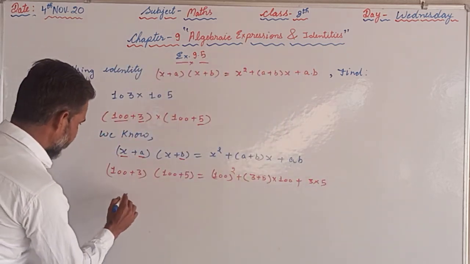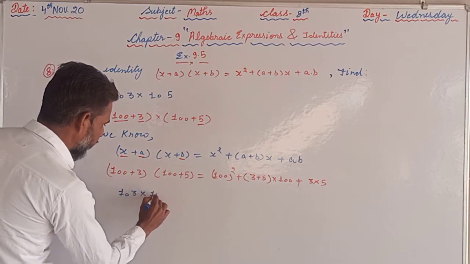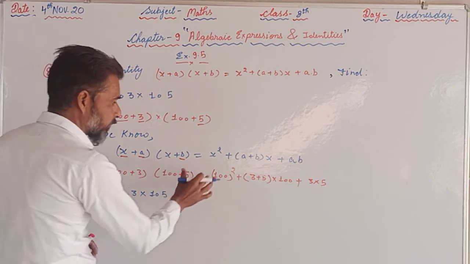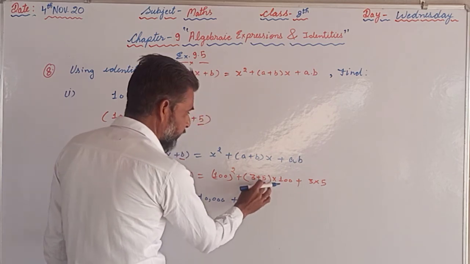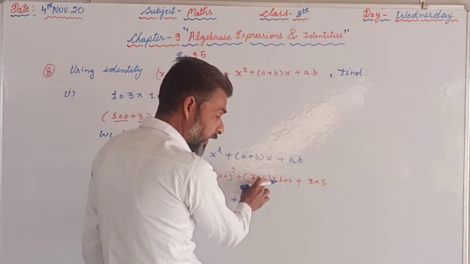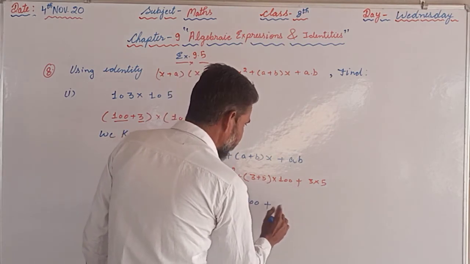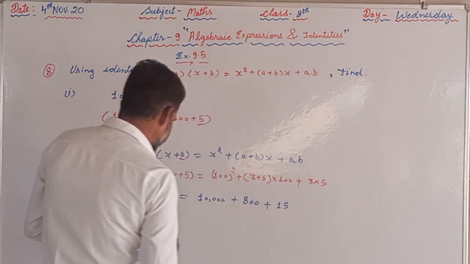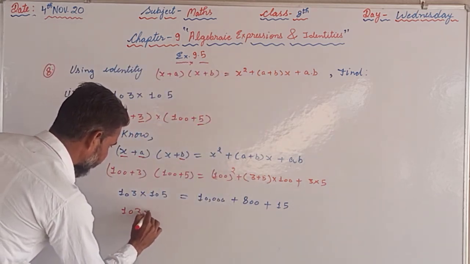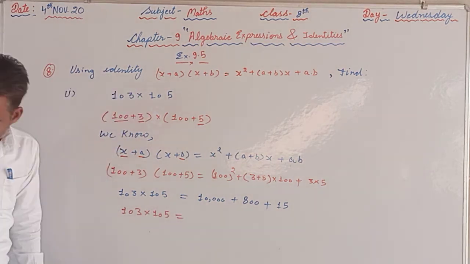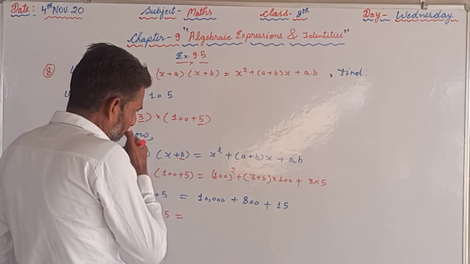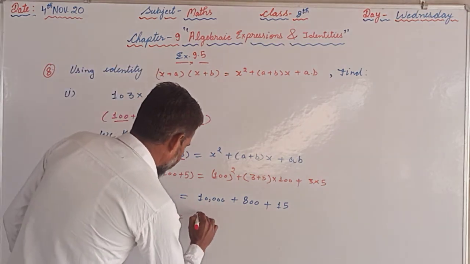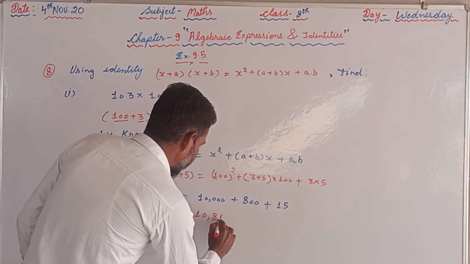So from here we got 103 into 105, which we are supposed to calculate, and from here we can calculate 100 square means 10,000 plus 3 plus 5 is 8, 8 into 100, that is 800, plus 3 into 5 is 15, and we got the answer now. That is 10,815.